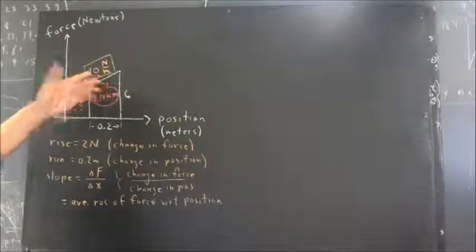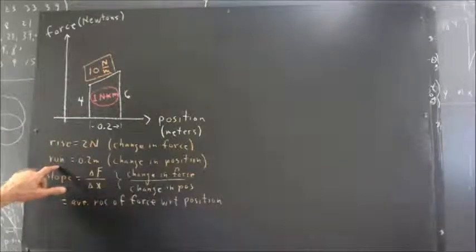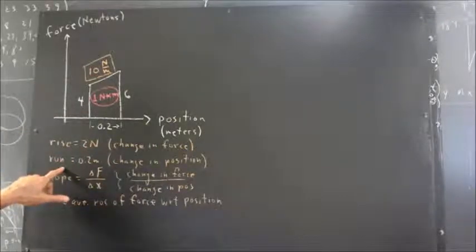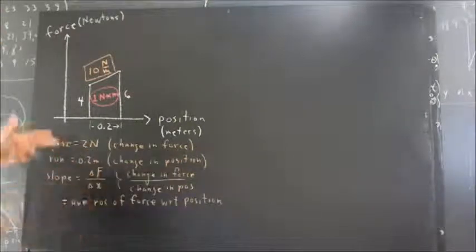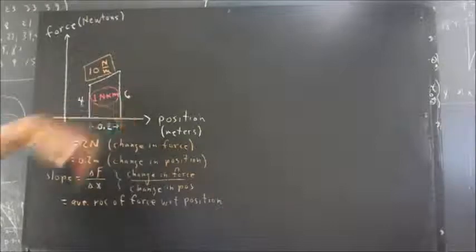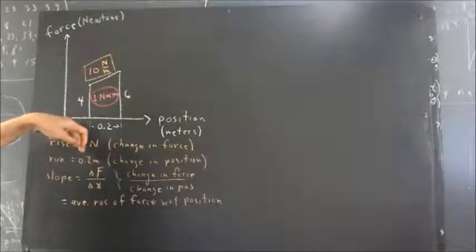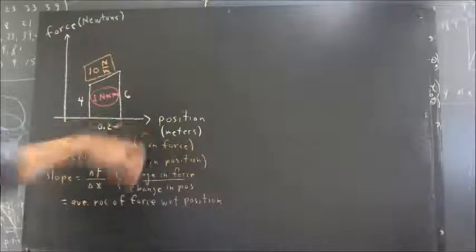To interpret the slope, we interpret the rise and the run. What does the rise mean? What does the run mean? Well, the rise represents the 2 newton change in force. The run represents the 0.2 meter change in position.